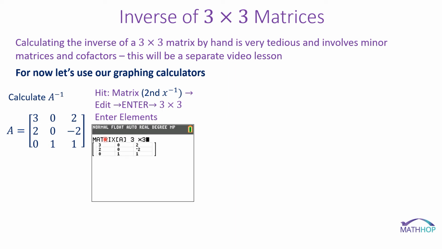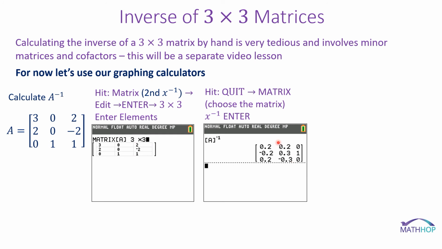When you hit matrix, edit, enter, it's going to ask you, you usually pick matrix A because it's the first one. You have to go ahead and change the dimensions. Type in a 3 here and a 3 here, and then you have to go ahead and enter all of the actual entries. So 3, 0, 2, 2, 0, negative 2, 0, 1, 1. All right. Once you do that, hit quit, then go back to matrix. Choose whatever matrix this was. It's likely matrix A. So choose matrix A, and then hit the inverse x button and hit enter.